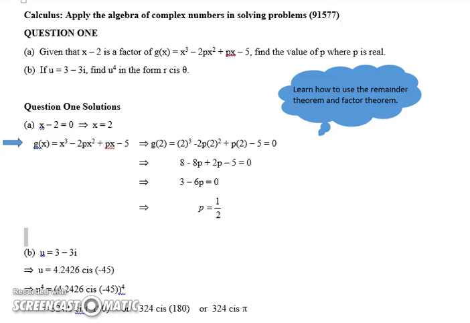And if the remainder is 0, then x minus 2 is a factor. See, this time they've made us do the remainder theorem by putting the value of p in there. So you couldn't have done it by long division.